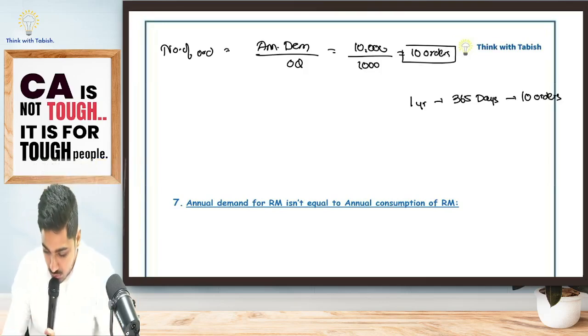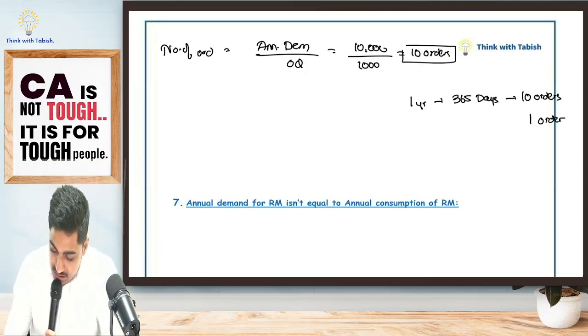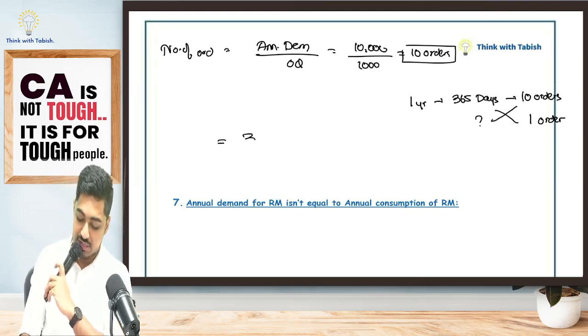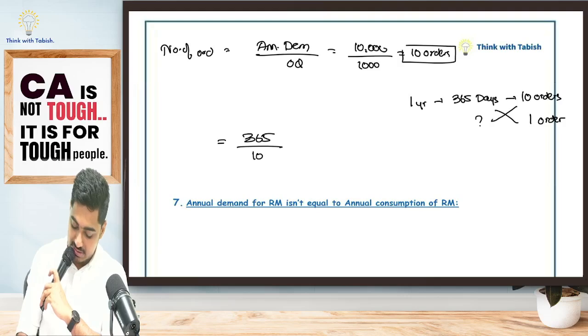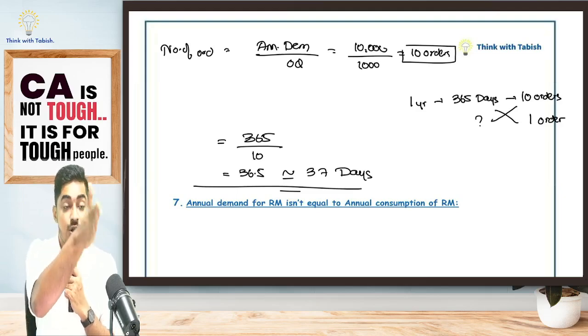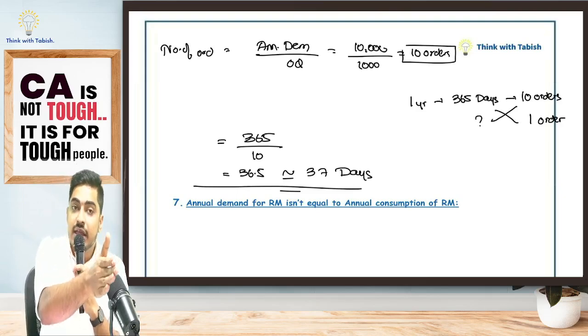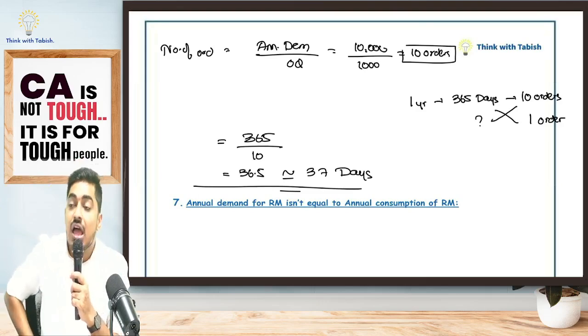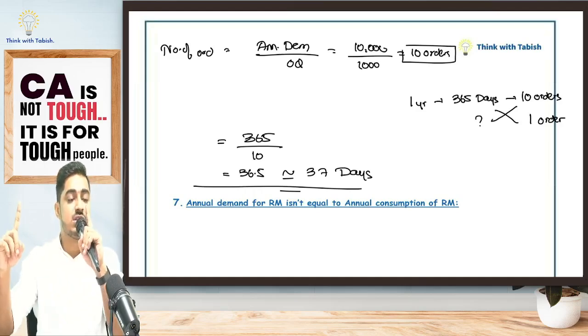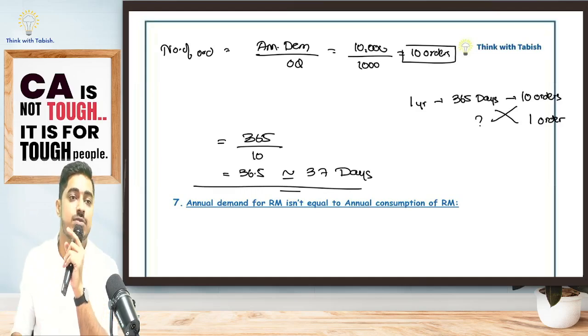That means in 365 days, 10 times I'm ordering. I want to know how many days one order is. Can I do a cross multiplication? I will get 365 divided by 10, which is 36.5, or I can say 37 days. That means if I have placed the order today, the next order should be placed after 36.5 or 37 days. Time gap between two orders. Is this clear, everyone?